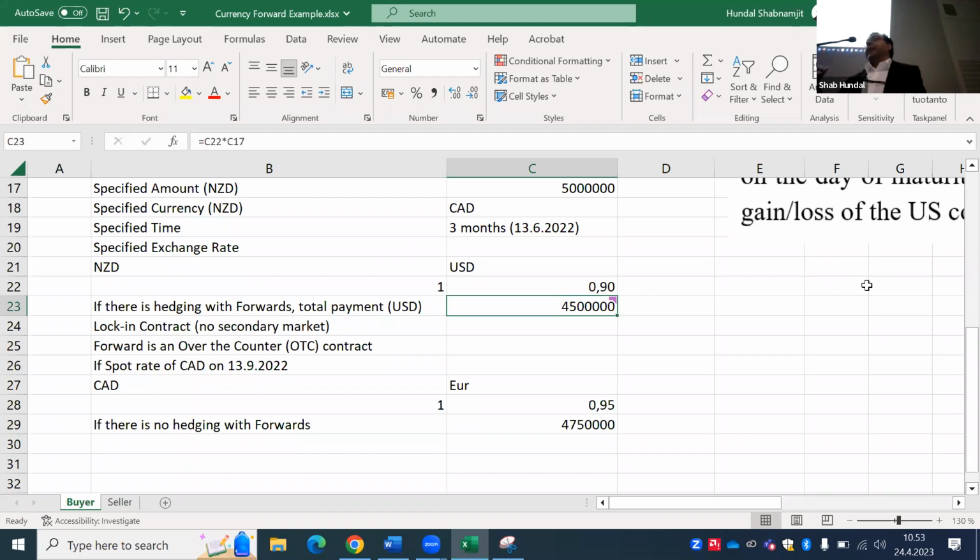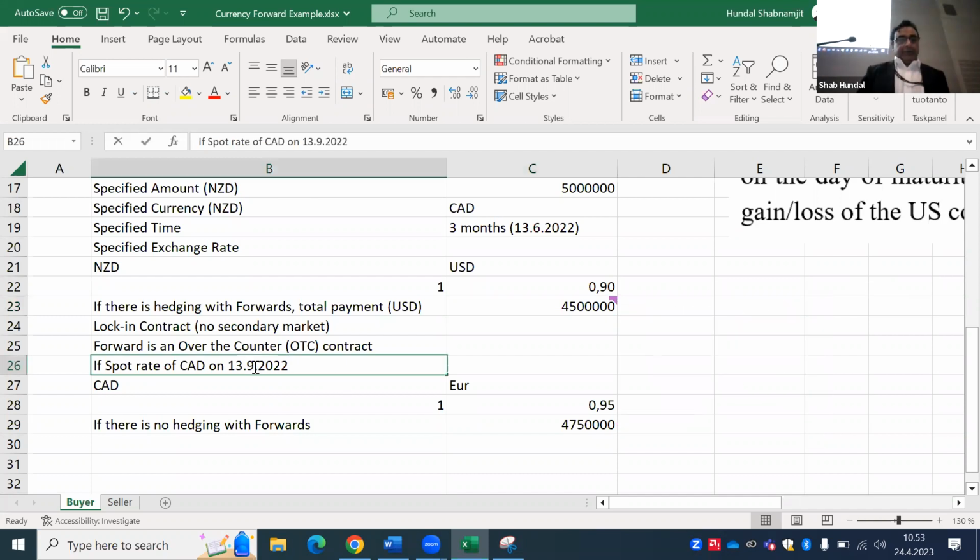In the stock market, what happens? If you buy the shares of a company and the share price goes up, you can sell to somebody else. You know why? Because there is secondary market available. Shares are not over the counter. Stock is not over the counter, but this contract is over the counter.